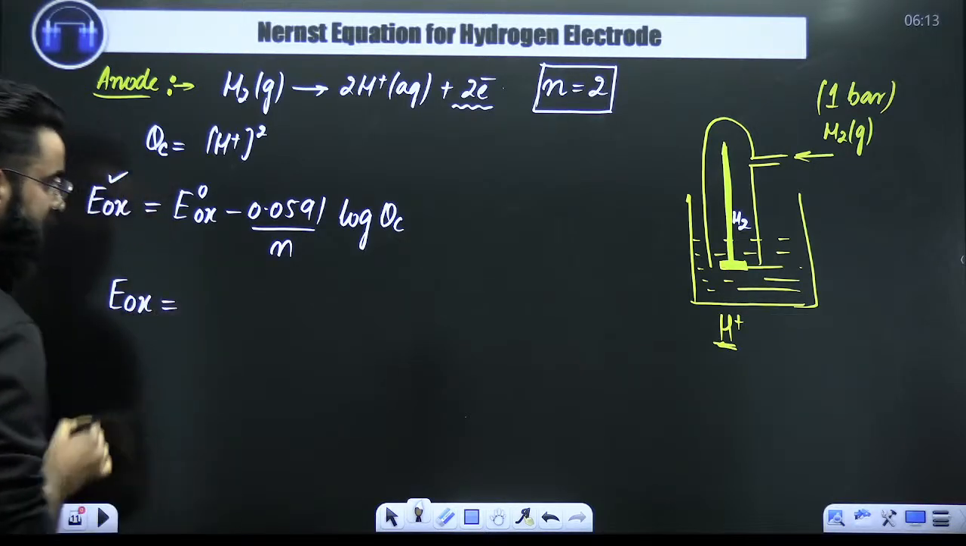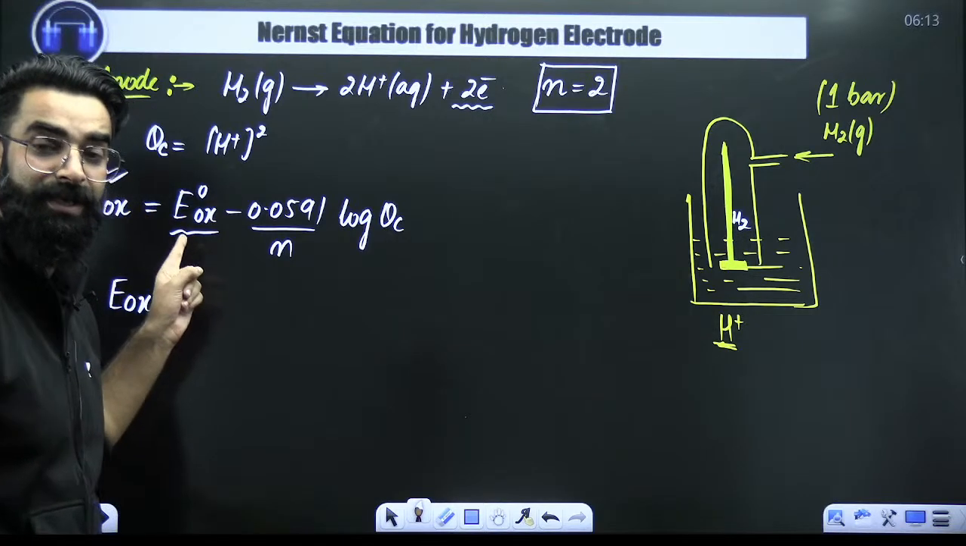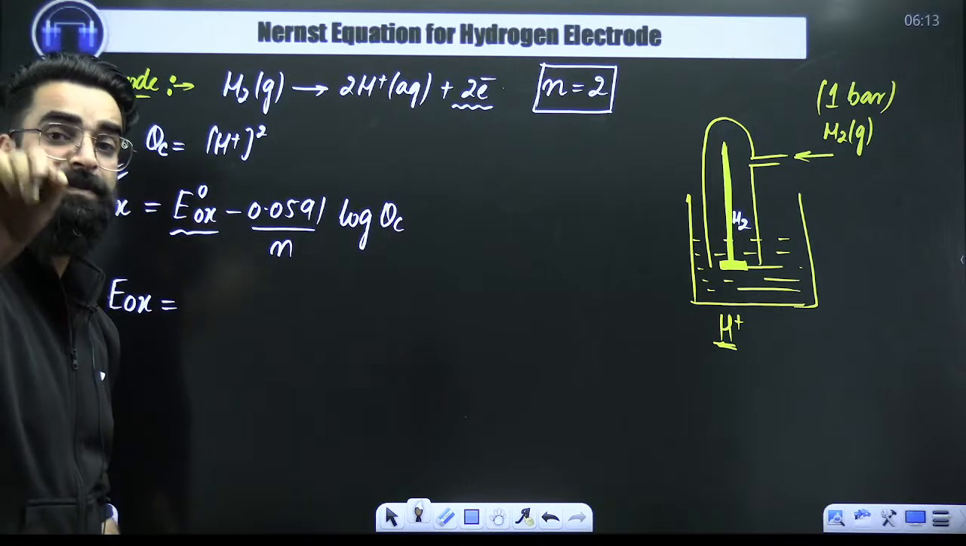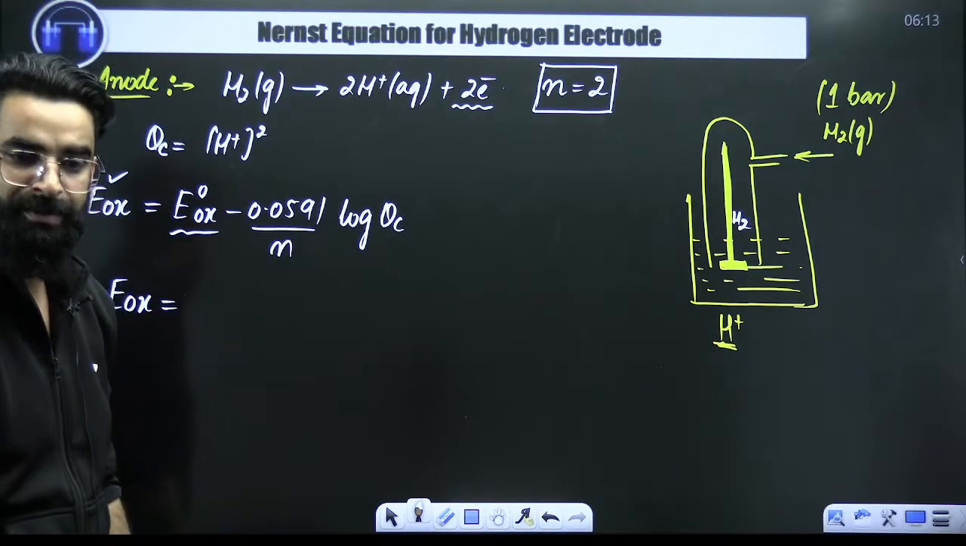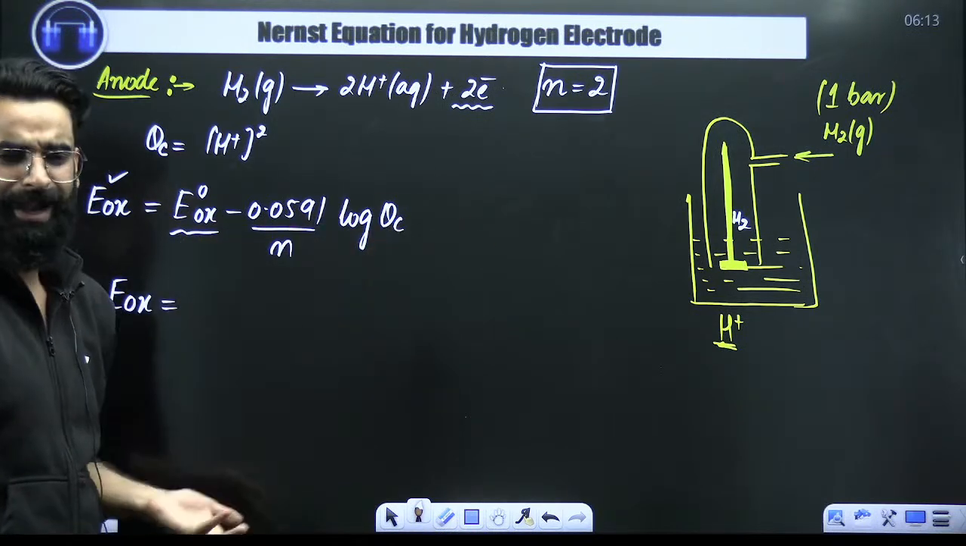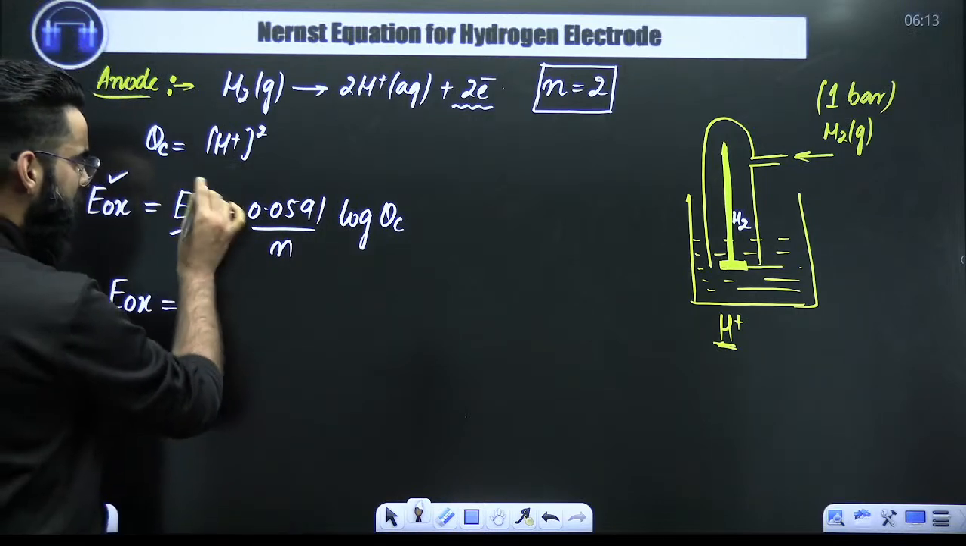You guys are going to tell me one thing. What is E naught OX? That is standard oxidation potential. If you remember, SOP and SRP of the hydrogen electrode, as per convention, is taken as 0. Do you remember that? Right? This is SOP of the hydrogen electrode, and you know SOP as well as SRP of the hydrogen electrode is taken as 0. So this particular term is already 0.